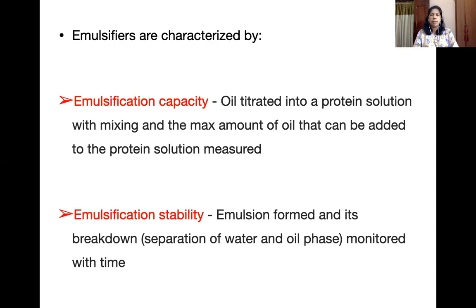The other one is emulsification stability. Once the emulsion is formed, its breakdown, the separation of the water and oil phases, is monitored with time. So once the emulsion is formed, without doing anything, we have to keep it as it is to see how long this protein can keep this solution as an emulsion, right? So emulsification stability and emulsification capacity of proteins are really important before selecting the emulsifier for the respective product, right?